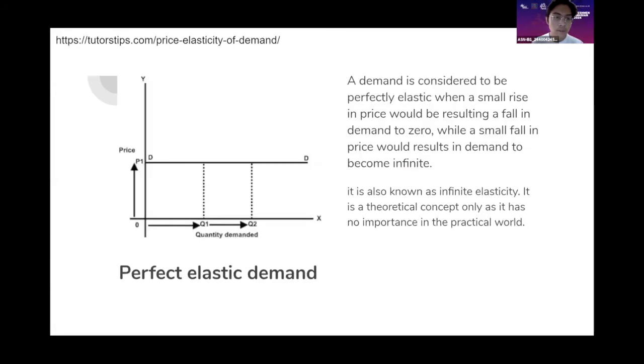So this one is perfectly elastic demand. A demand is considered to be perfectly elastic when a small rise in price would result in a fall in demand to zero, while a small fall in price would result in demand becoming infinite. It is also known as infinite elasticity because it is a theoretical concept, and it's only a theory, so it has no importance in the practical world.